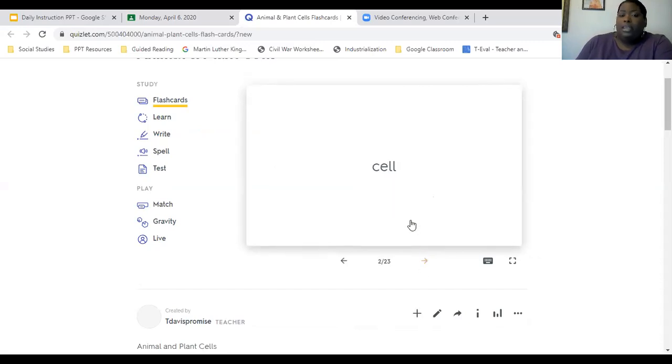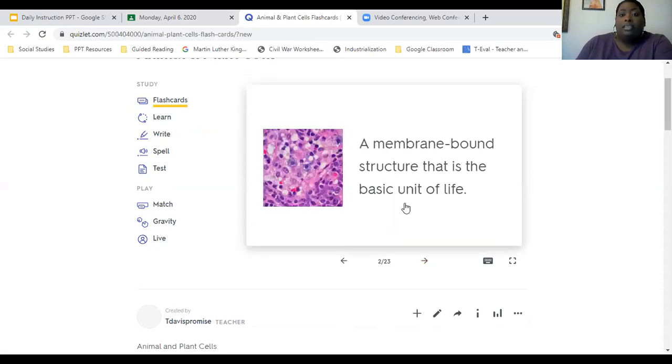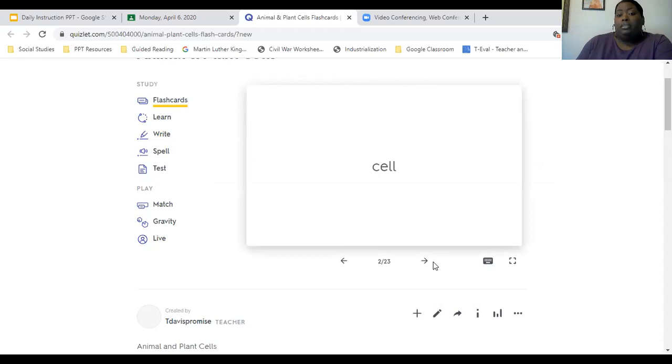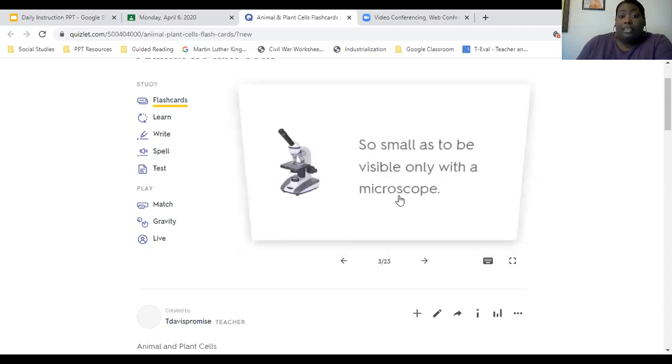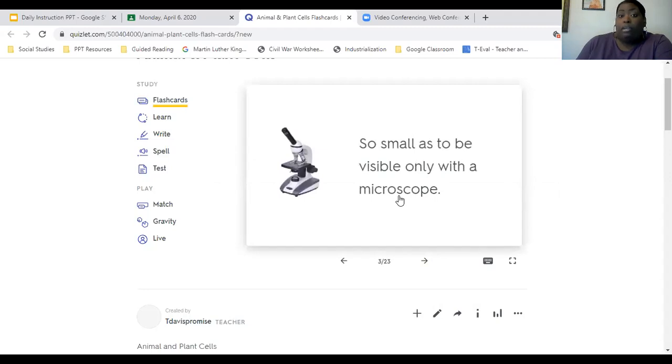All right, and so what is a cell? Well, a cell is a membrane-bound structure that is the basic unit of life, right? And cells are microscopic. That means that they're so small that you can only see them with a microscope. You can't just look and be like, oh, my arm has cells. Look at those cells. You actually have to have a microscope in order to be able to view them.